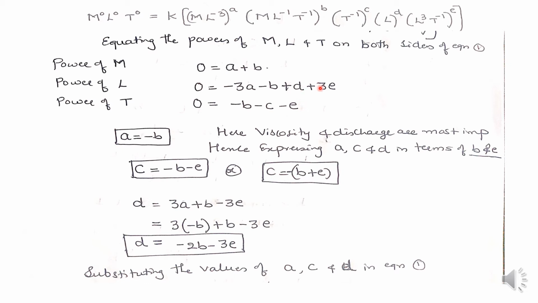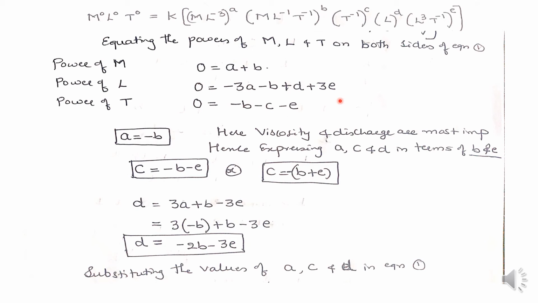For viscosity and discharge, let us now express A, C and D in terms of B and E, because the power for viscosity is B and the power for discharge is E. We are going to convert A, C and D in terms of B and E. That is, viscosity and discharge are the most important here.